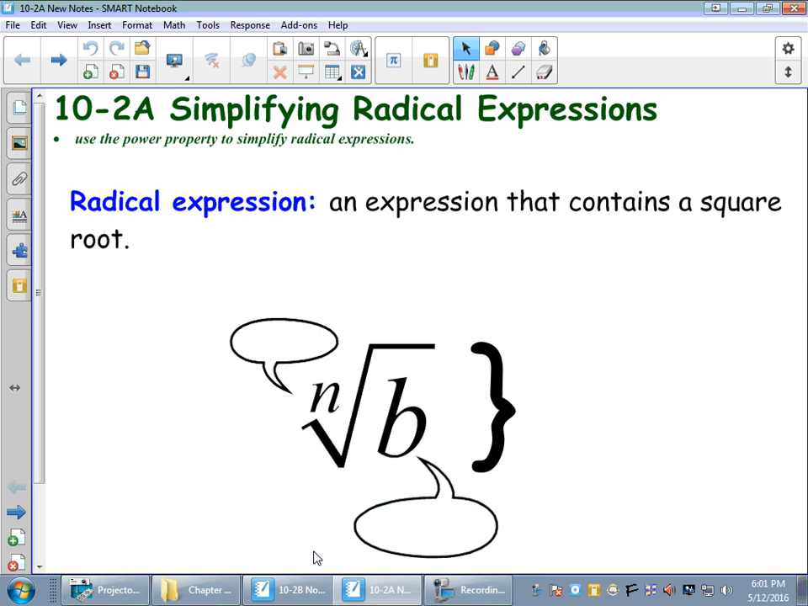So first of all, start off with a definition. What the heck is a radical expression? It's an expression that contains a square root. So if you recall from way back in September, an expression is different than an equation. An expression doesn't have an equal sign. So it's just like a number, but it's just kind of a little different number.